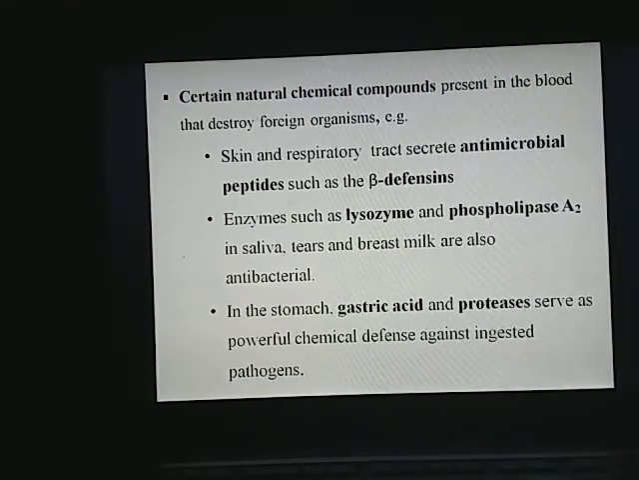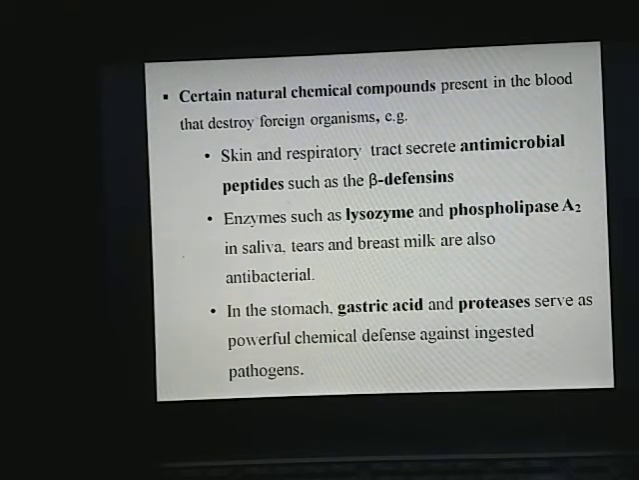certain natural chemical compounds present in the blood that destroy foreign organisms. Examples are: skin and respiratory tract secrete antimicrobial peptides such as beta defensins. Enzymes such as lysozyme and phospholipase A2 in saliva, tears and breast milk are also antibacterial. In the stomach, gastric acid and proteases serve as a powerful chemical defense against ingested pathogens.